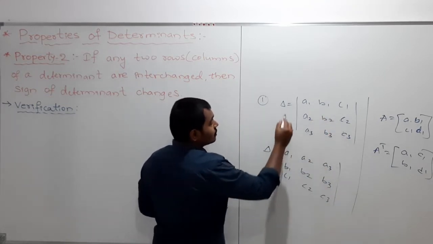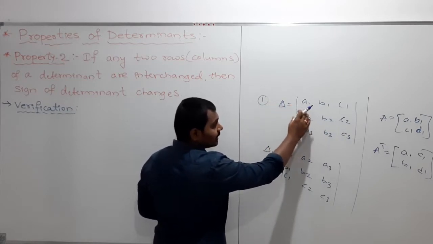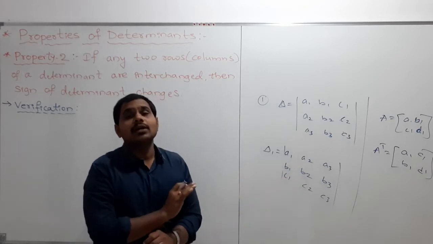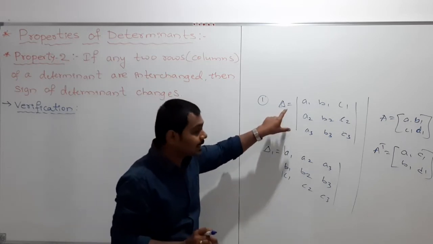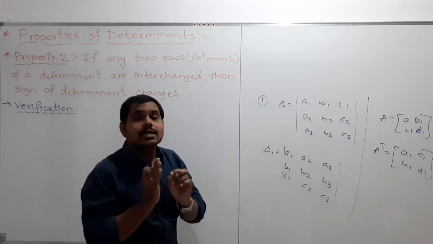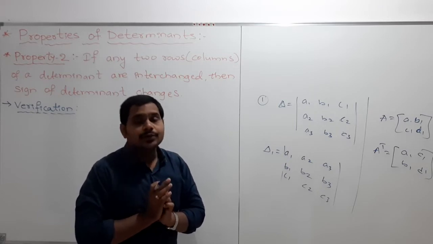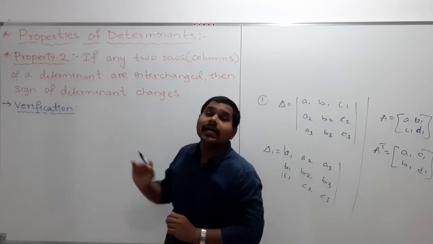So what is the first property? For any determinant, if you interchange rows into columns, then the value of the determinant will not change. The value of the determinant remains as it is. That is the first property I discussed. I hope you understood. And now, in today's class, I am going to discuss the second property.